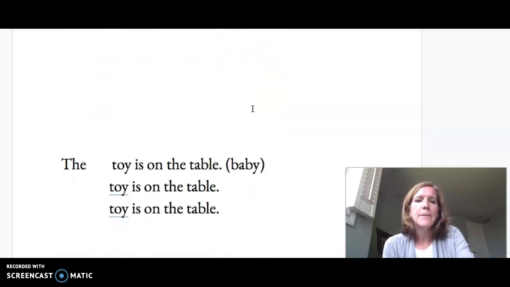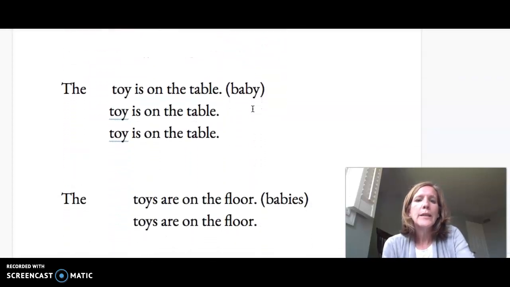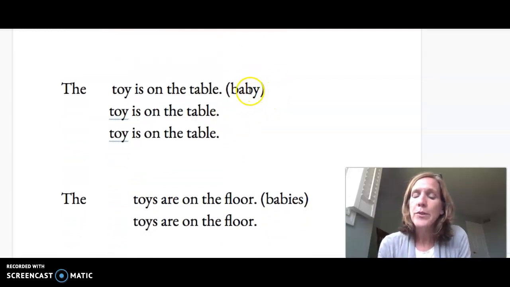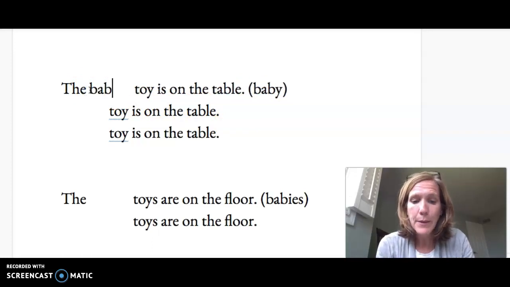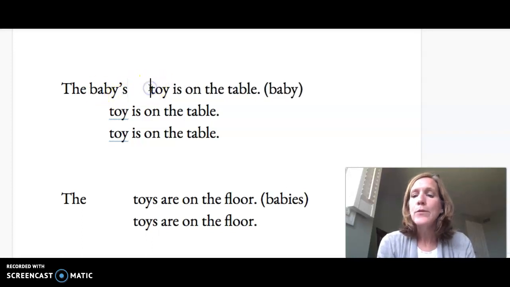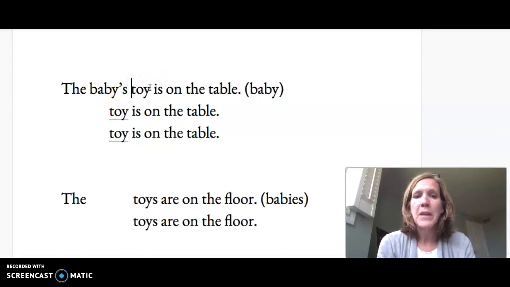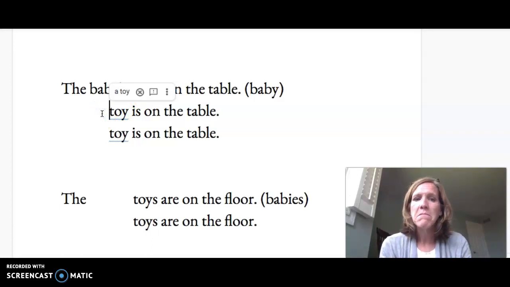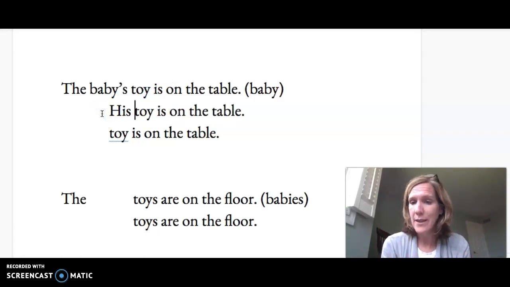Okay, ready? Next sentence. The blank toy is on the table, and we want to say the baby's toy. We're going to use singular baby. So the baby, it's singular, one baby, B-A-B-Y, the baby. We're going to add apostrophe S. The baby's toy is on the table. If we wanted to take that out of the sentence, we could put a pronoun in there. What would we say? His toy is on the table if it's a baby boy, like Blake's little brother, right?